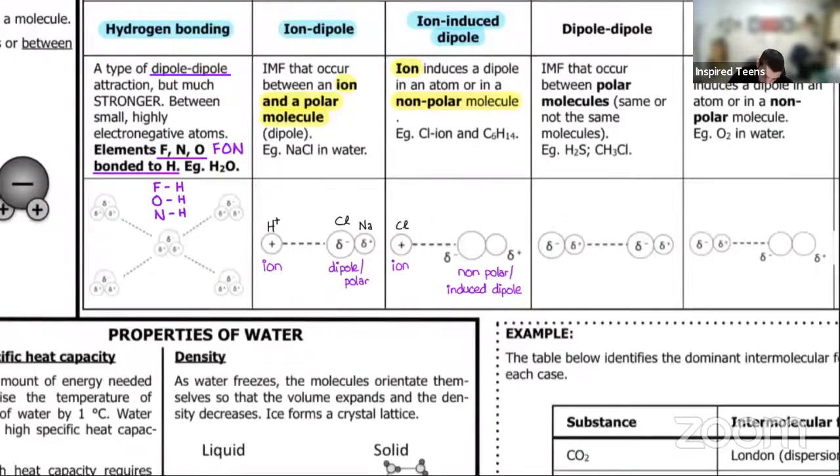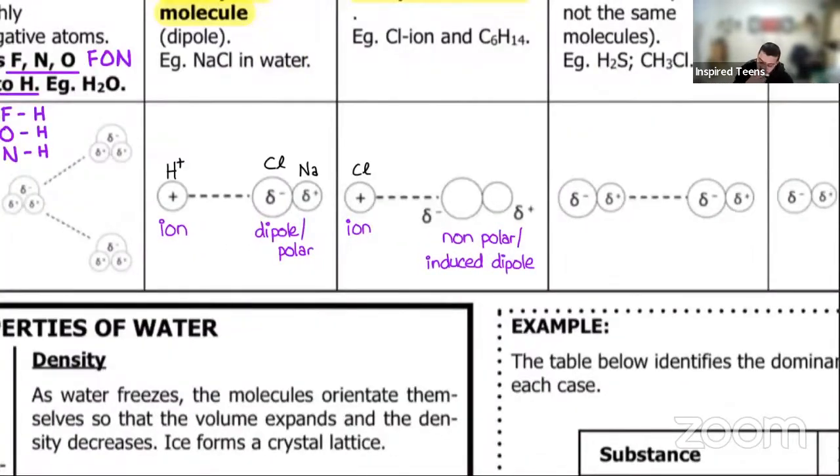Our non-polar molecule, in this case, we refer to it as an induced dipole. It's not too important to understand why we call it an induced dipole. But basically, if you remember the word induced from physics, induced current, the last section that we did, induced EMF, induced magnetic field, it's a word that means created or formed. So it's an induced dipole.